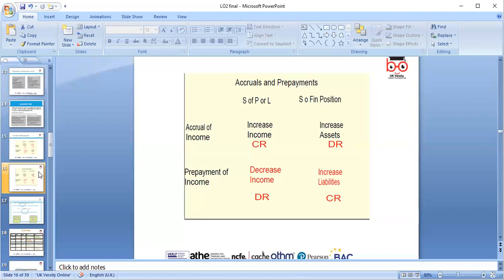Prepaid income. Prepaid means you have received income in advance. So you did debit the cash, credit the income. Now this time you have to reduce the income, which is debit the income and credit the liability, because prepaid income is a liability for the business. So that's what you really need to understand, the concept.